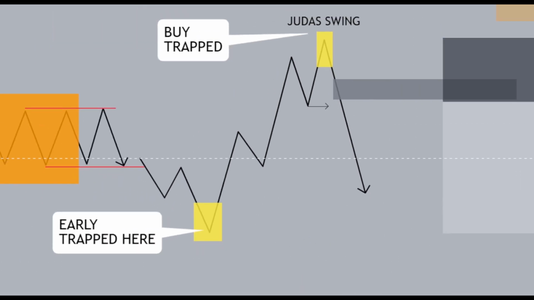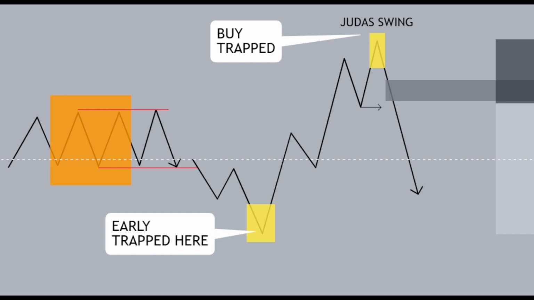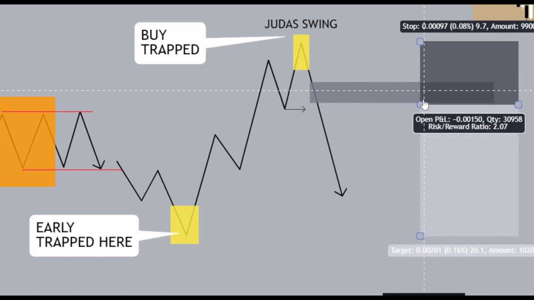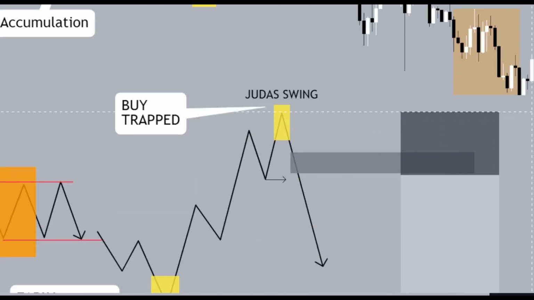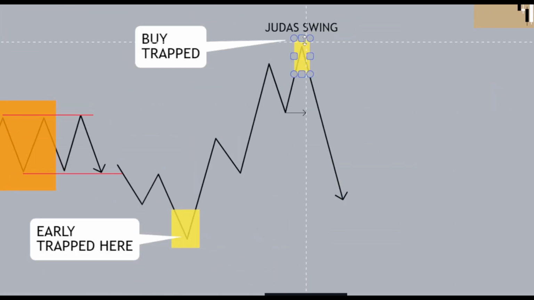And that's essentially how the model works. A high-level overview of the model works like this: accumulation, manipulation, and identify your order block, and then trade the distribution, right? So where did this occur in the live markets? Let's quickly clear up the charts. We'll get rid of this.